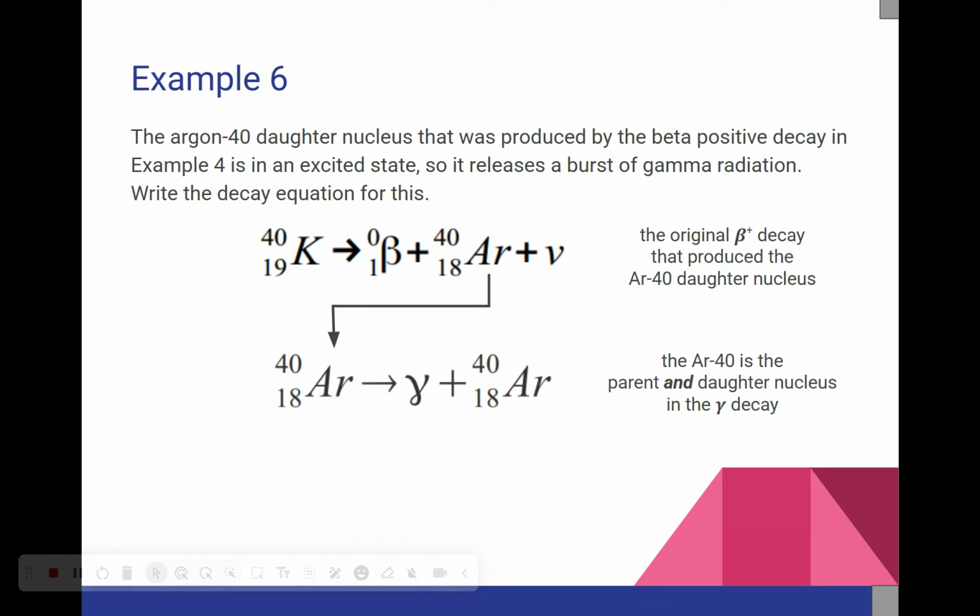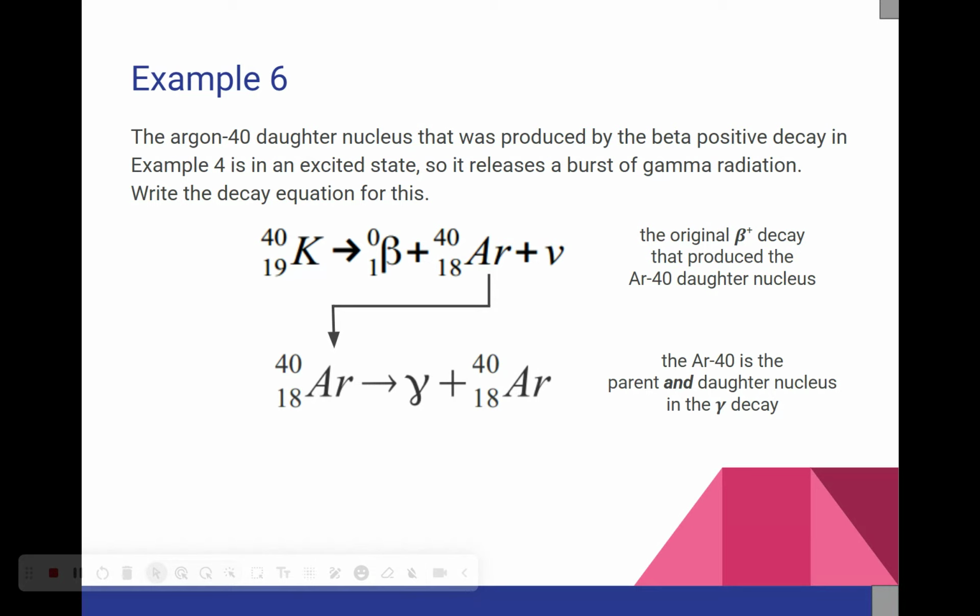People usually try to read way too much into this. We're not saying that something super complicated is happening. It's just a burst of energy coming off, and the nucleus that we started with is still the exact same nucleus we've got at the end.